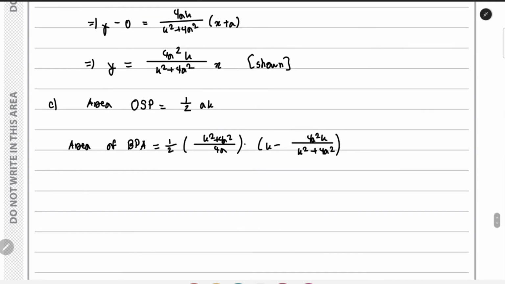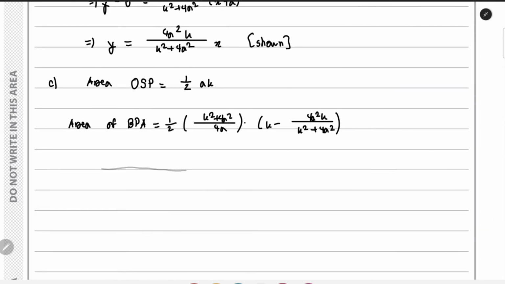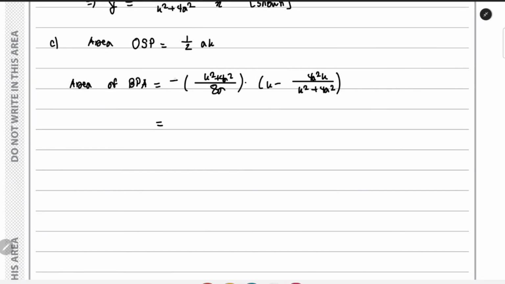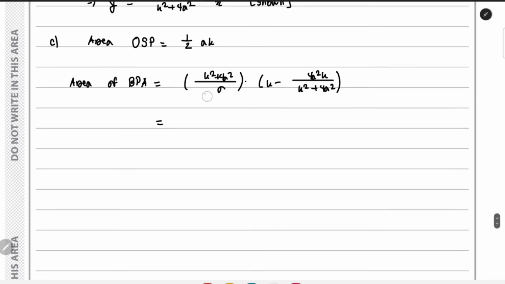Now we can use the ratio of areas. We get k square, we can just write this down, k minus 4a square k divided by k square plus 4a square, divided by ak is equal to 4k square. From here we need to find, this was a half over here, so I can just place the half inside and have 8 in the denominator.